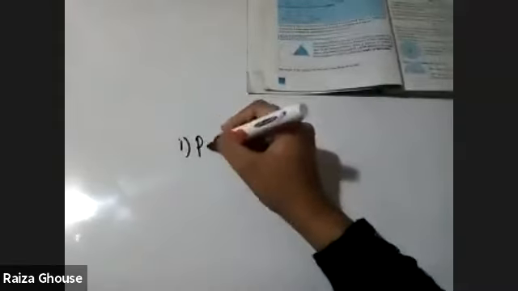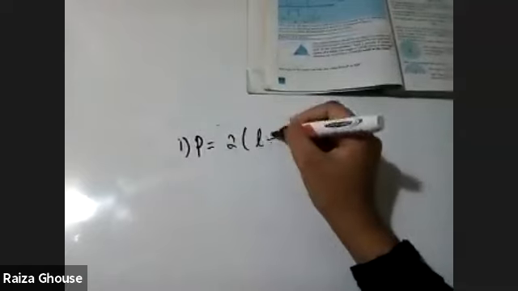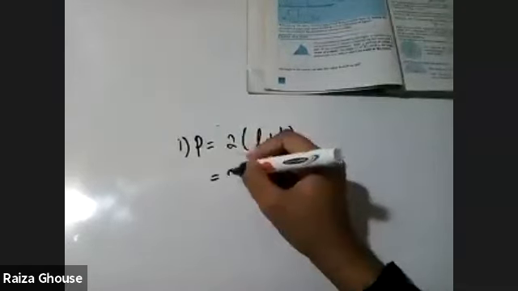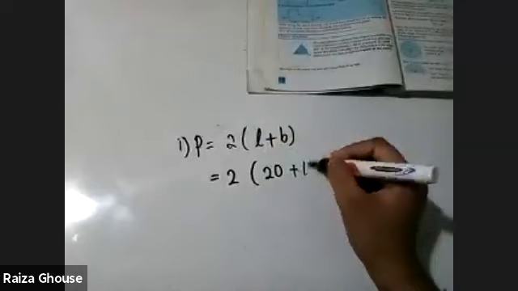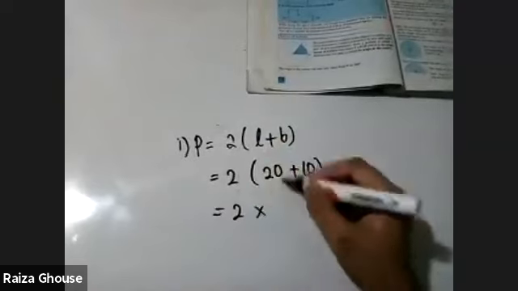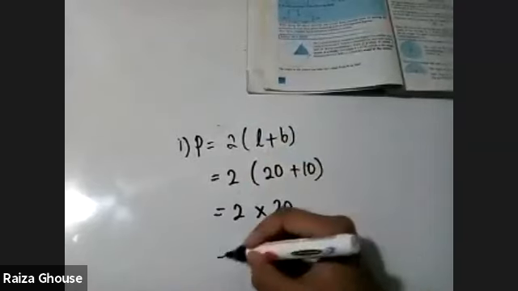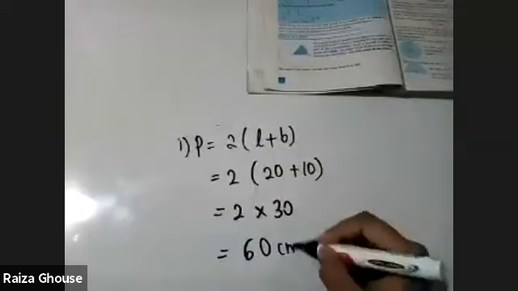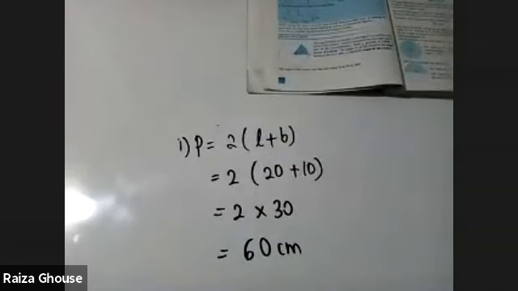Okay, here see Roman number 1. Perimeter equals 2 into (L plus B). Can you remember the rectangle formula? Length is 20, breadth is 10. 2 into (20 plus 10), that is 30. 2 into 30, 60 centimeter. This is the working for the first one.